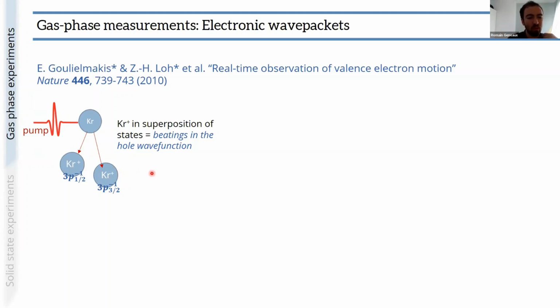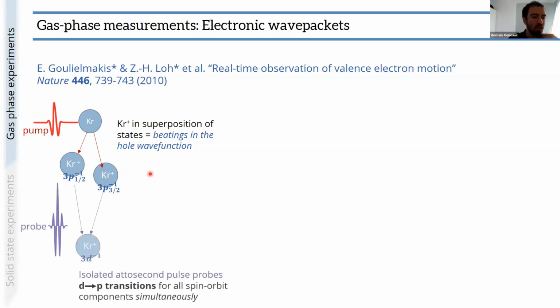And this is precisely what the researchers wanted to measure. They then used a probe pulse, a very short attosecond pulse, to trigger D to P transitions. So you take electrons from the 3D and put them in the holes, the 3p 1/2 or 3/2. And because your spectrum is wide enough, you can probe the two states at the same time. You can do the two transitions at the same time.